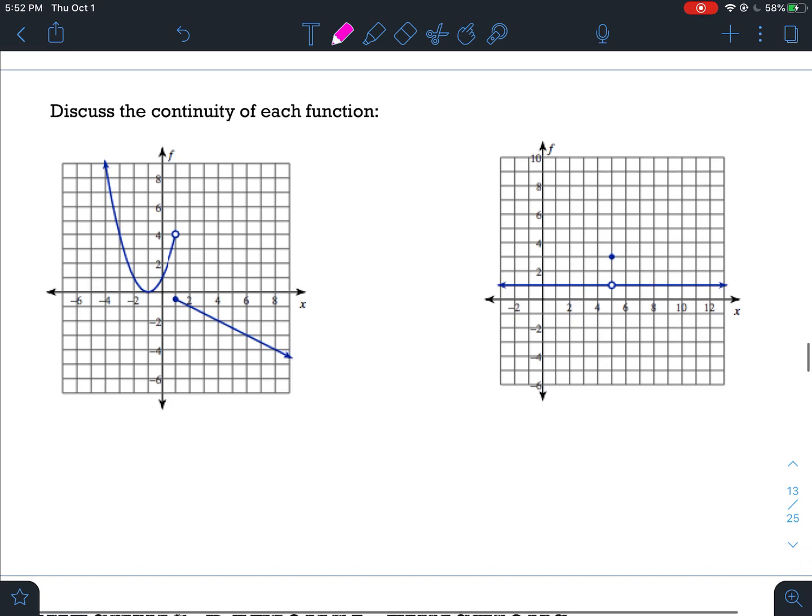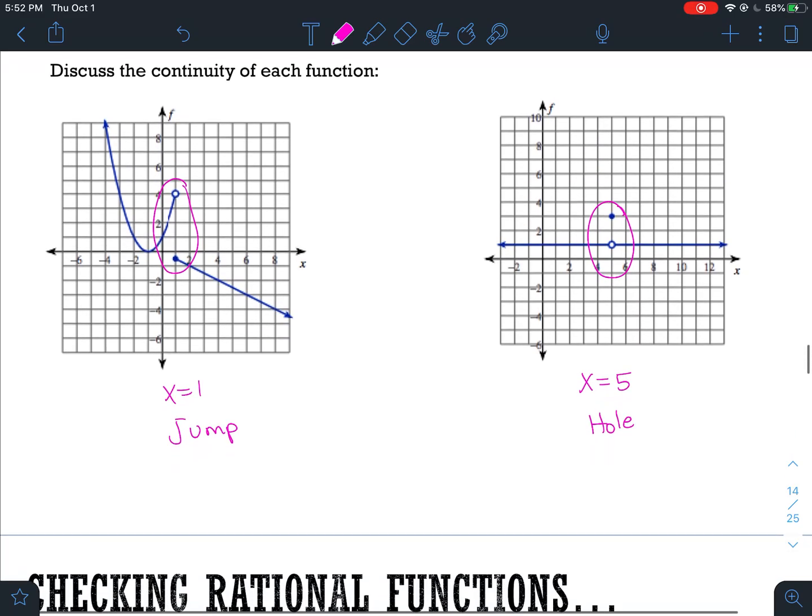All right, let's go ahead and talk about the continuity of each of these functions. So where is the first function discontinuous? Well, it's discontinuous at x equals 1 because what type of discontinuity is that? It's a jump. The second function, where is it discontinuous? Well, it's discontinuous at x equals 5 because what's happening on the graph there? There's a hole on the graph there.